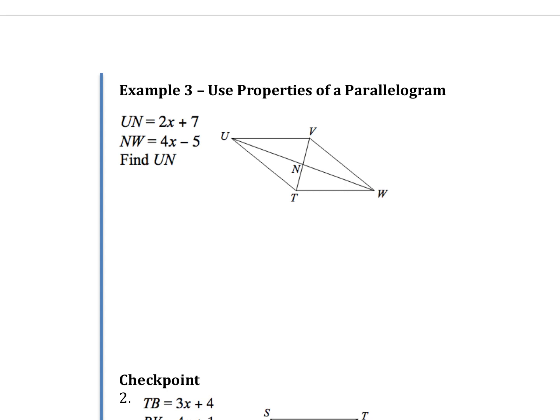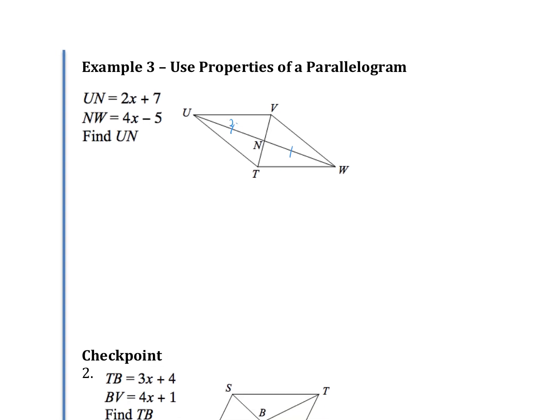All right, so we're looking for UN. We know that UN is 2x plus 7. We know that NW is 4x minus 5, and we're looking for UN. Well, we know that these are congruent, right? If this is a parallelogram, the diagonals, which go from corner to corner, are going to bisect each other. So we can set them equal to each other. This is 2x plus 7, this is 4x minus 5, and we can set them equal because bisect means that they are equal. 4x minus 5 equals 2x plus 7. Why don't you guys pause the video, see if you can solve this from here.